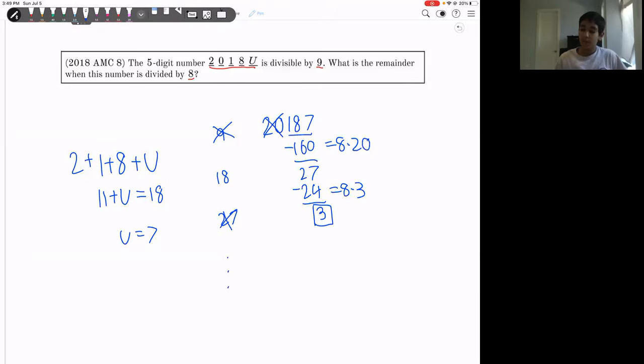So remember, the key idea to this problem was that we see an unknown, so let's just try to figure out what it is based on this condition here. And then after that, it just becomes a simple application of the divisibility rule. Okay, so then let's move on.